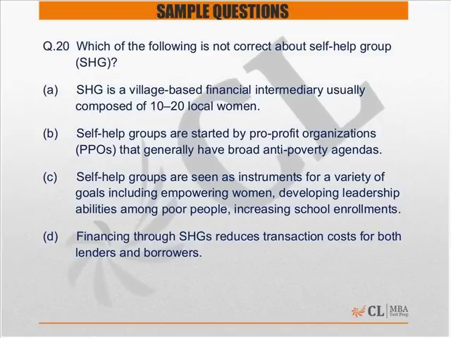In a nutshell, there are 4 statements. 1. SHG is a village-based organization generally run by 10 to 20 local women. 2. SHG is a for-profit organization. 3. SHGs are an instrument for development, empowering women and for educational development. Or 4. Financing through SHGs is easy.